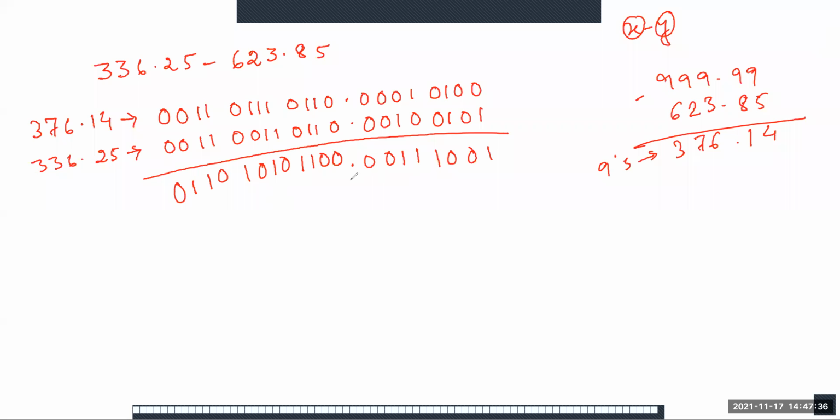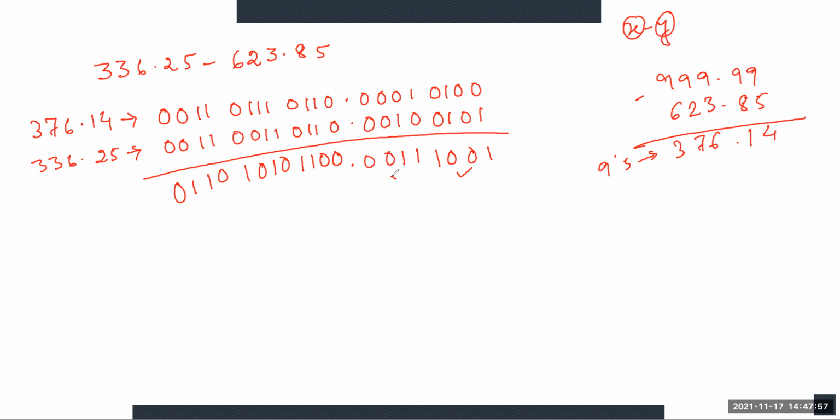BCD addition is over. Now the next step is to check whether each digit of this BCD addition is valid BCD or invalid BCD. First for this case, you can see this is 8 plus 1, so this is 9, it is not greater than 9, so it is valid.